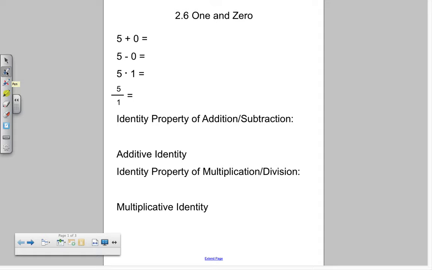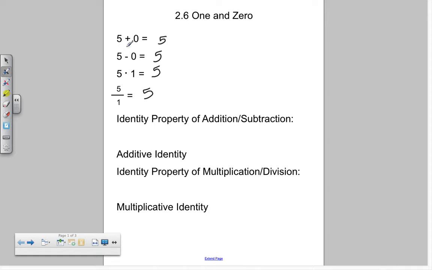So let's start with 4 easy problems you've seen and done many times before. 5 plus 0. Okay, 5 plus 0 is 5. 5 minus 0. 5 minus 0 is 5. 5 times 1. 5 groups of 1 or 1 group of 5 is 5. And 5 divided by 1. 5 divided into 1 part is 5. So the point of these 4 problems is that I'm adding, I'm subtracting, I'm multiplying, and I'm dividing, and I'm getting the same outcome of what I started with.